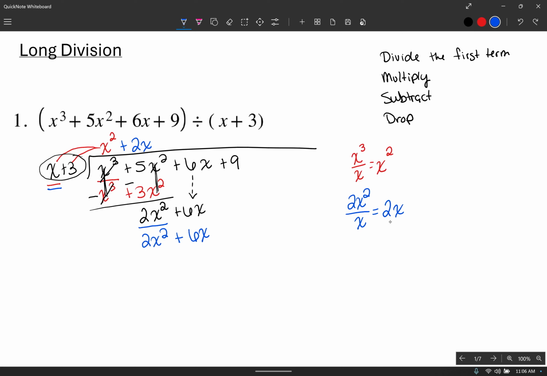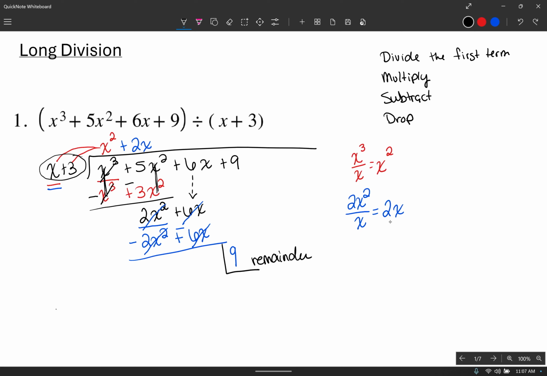So after I multiply, then I'm going to subtract. So this is positive, now it's negative. This is positive, now it's negative. And I'm going to combine these. So 2x squared minus 2x squared is 0. 6x minus 6x is also 0. And then I'm going to drop, but the only thing I have left to drop is a 9. If I don't have two terms, I can't divide again. So this is my remainder.